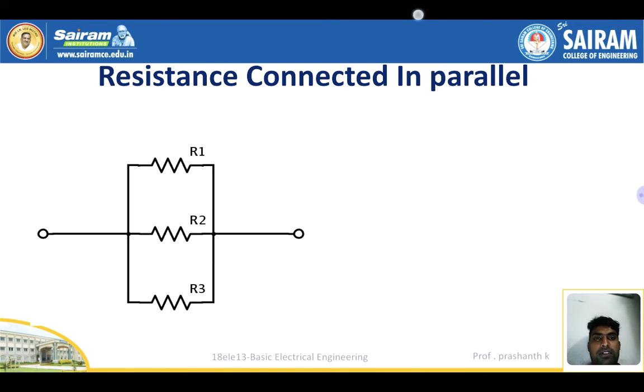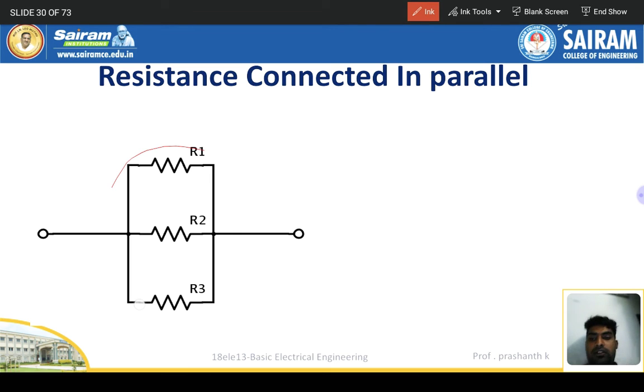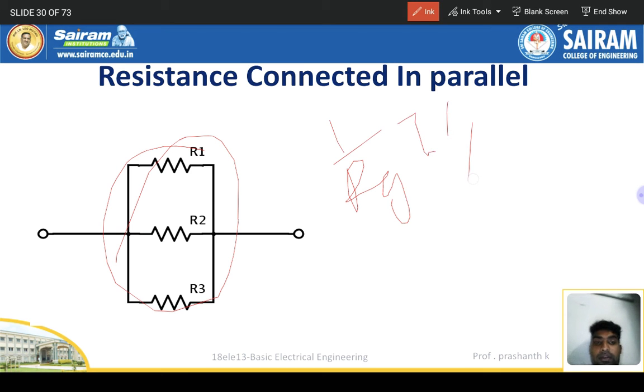Next, a number of resistances connected in parallel. See here, three resistances are connected in parallel. If you want to calculate R equivalent, 1 by R equivalent is equal to 1 by R1 plus 1 by R2 plus 1 by R3. This type of connection we refer to in domestic usage, domestic appliances also. So always it is connected in parallel, not series. Okay.